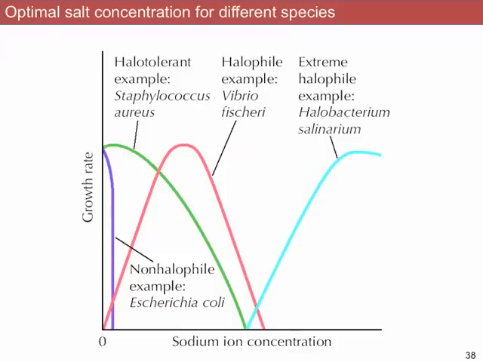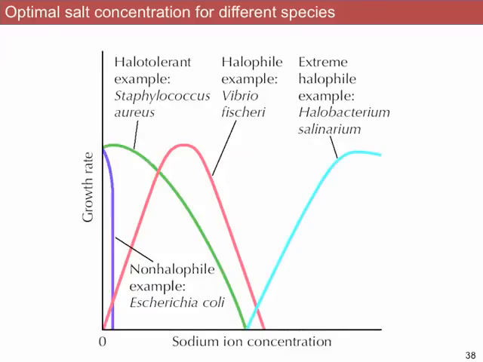It does not like salt when you put it in its growth media, and it basically stops growing as soon as the sodium concentration gets to be moderately high. So that's called a non-halophile. Doesn't like salt. There are organisms that are called halotolerant. So Staphylococcus aureus likes to grow at low salt concentrations, but it can tolerate growing at higher and higher salt concentrations. It doesn't completely kill it like it does to E. coli.